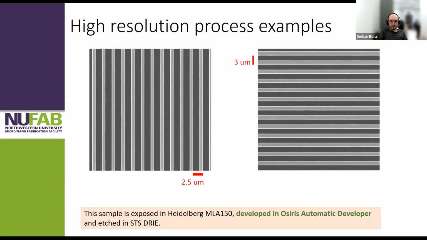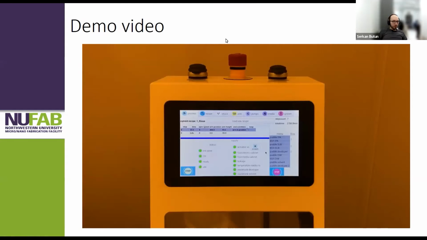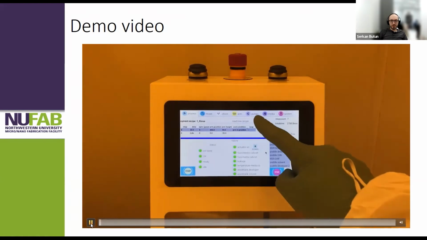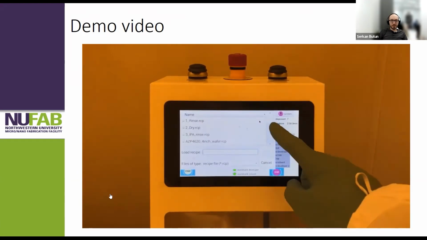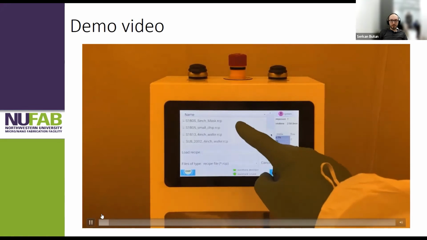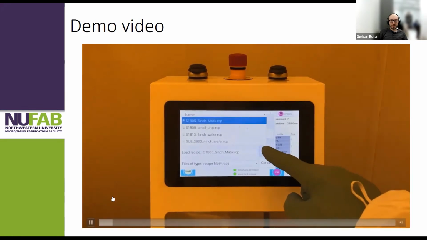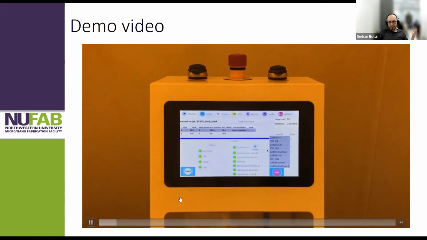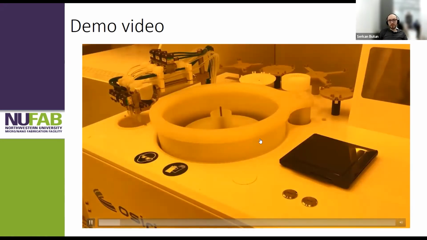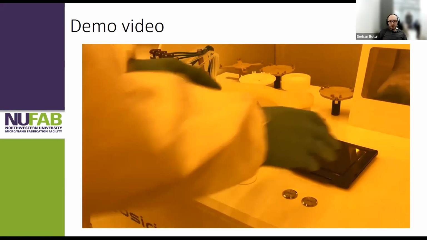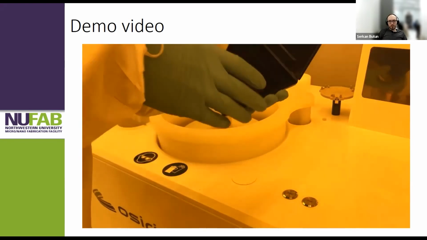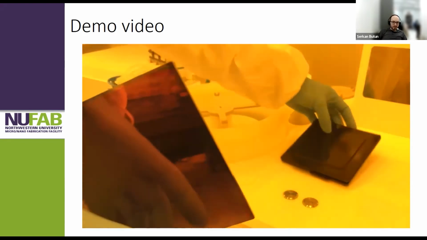Okay, so now I have a little demo here for you guys, just to show you how easy it is to use. All right, so you can see it has a touch screen. And all you have to do is just select the recipe that you want to use from the list. So right now I'm developing a 5-inch mask. It will load the recipe. Then what we do is we select the appropriate chuck for it. Just put it in. This mask was exposed with the MLA just prior to this process.